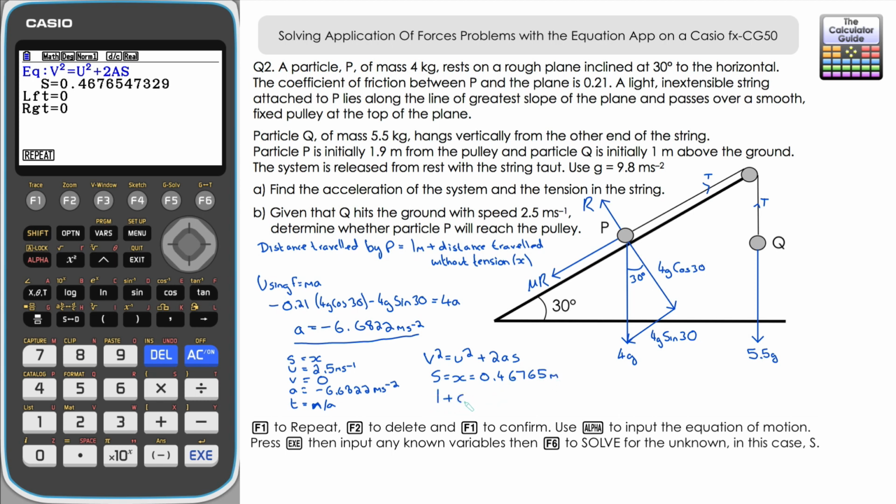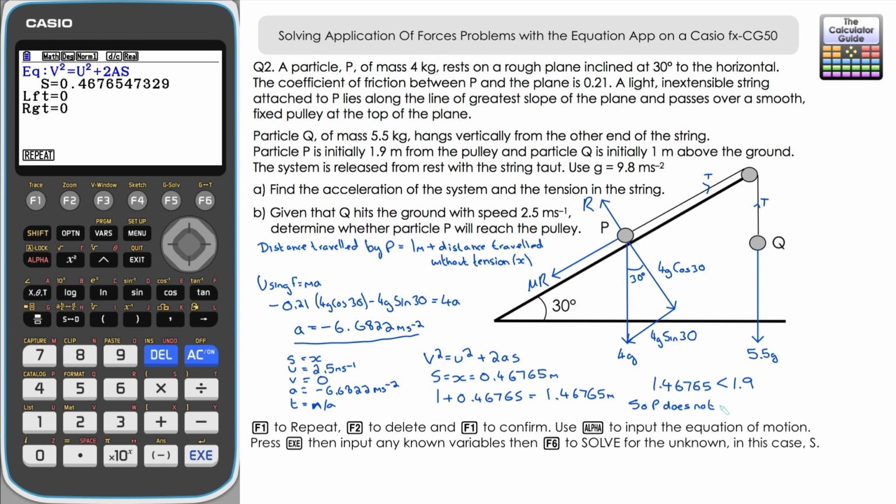So it's travelled 1 metre when it was in the system, and then an extra 0.46765 metres once it was free under its own motion, and that's a total of 1.46765 metres. What we know is that that is less than 1.9, which was the distance from P's starting point to the pulley. So what we know is that it will come to a stop before it reaches the pulley. So no, P does not reach the pulley, to finally answer the question.